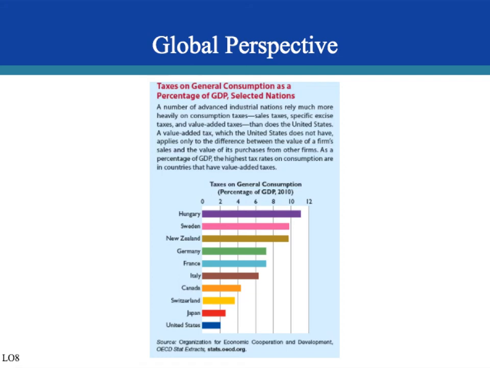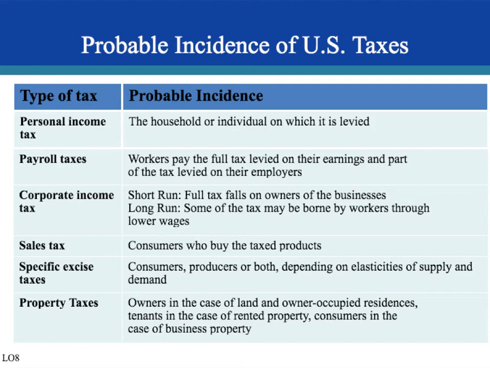We can see in this chart that Hungary, Sweden, and New Zealand pay much higher taxes on general consumption than, for example, the United States does. Okay, we have some of the lowest consumption taxes, and I guess this would explain why we're such a consumer-driven economy. Okay, so we can look at different types of taxes and who bears the probable incidence. Personal income taxes, well, that's pretty much the household or the individual. Depending, right, if you're married, then you're going to file as a household. If you're not, file as an individual.